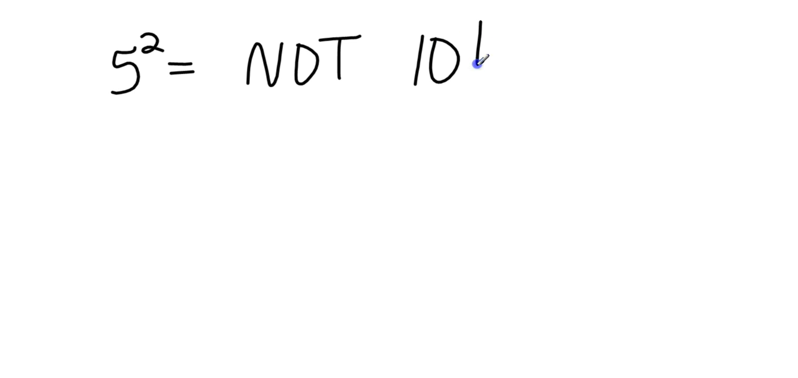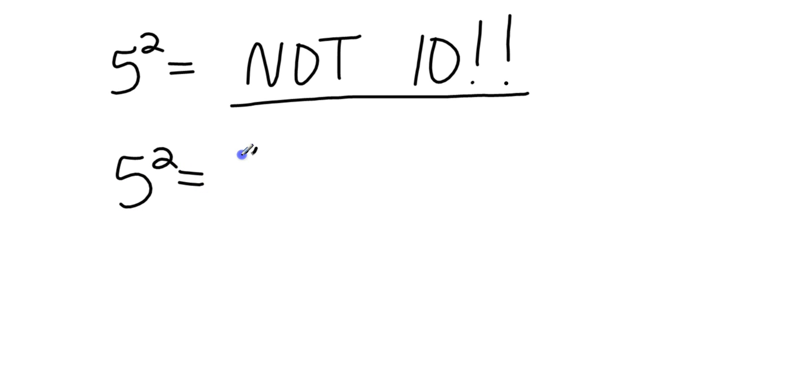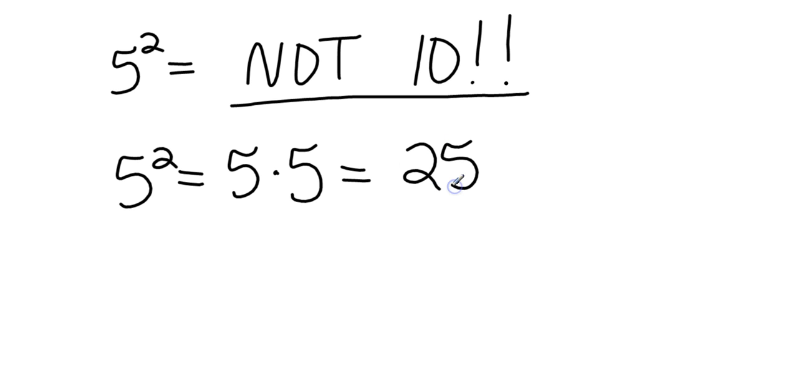Again, most common mistakes. 5 squared is not 10. And I'm putting an exclamation point and big letters, and I'm yelling right now. 5 squared is not 10. It does not mean 5 times 2. It means 5 times itself twice, which is going to give me an answer of 25. Be very careful not to multiply by the exponent, but take the number times itself as many times as the exponent.